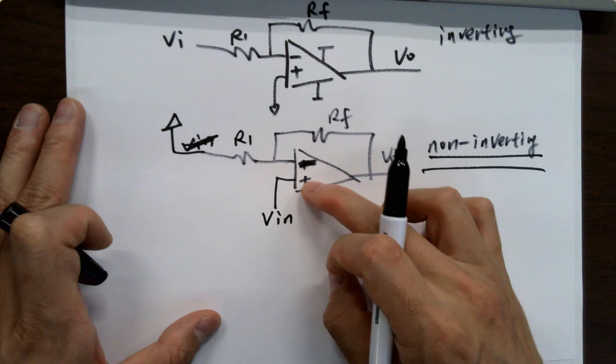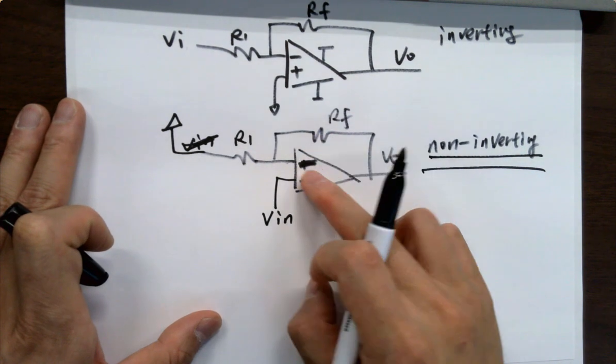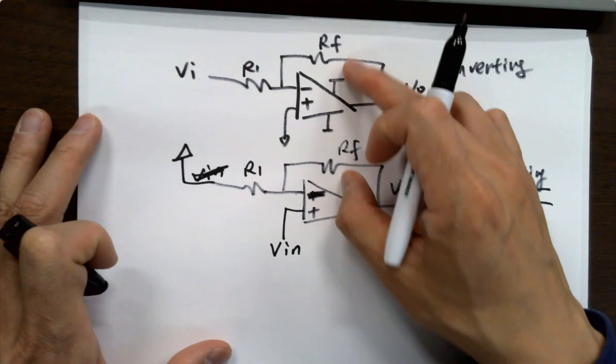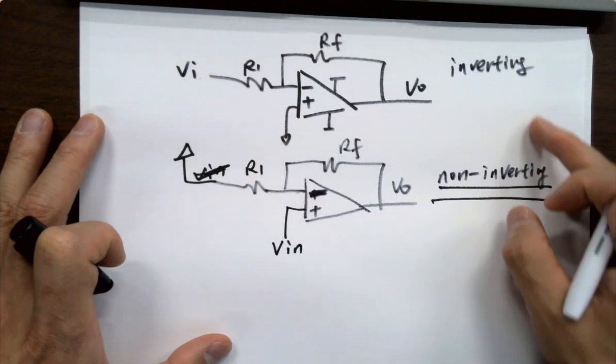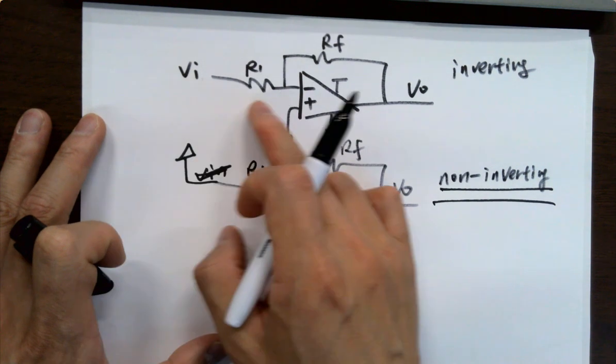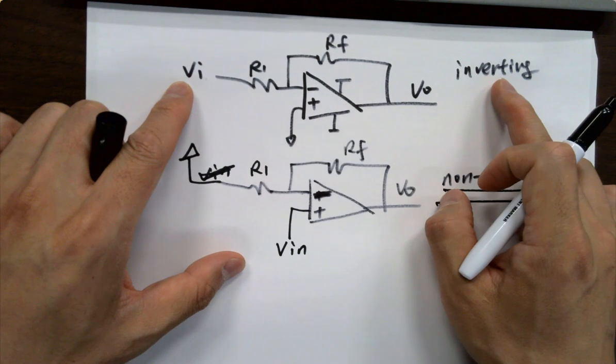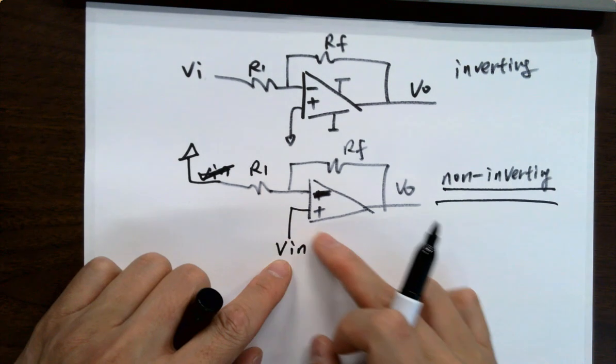Sometimes you see people draw this one on the top. So plus on the top, negative at the bottom. It's still the same circuit. Just compare the differences between these two. Inverting or non-inverting depends on which terminal the input signal is connected to. Connected to inverting is the inverting configuration. Connected to non-inverting is a non-inverting configuration.